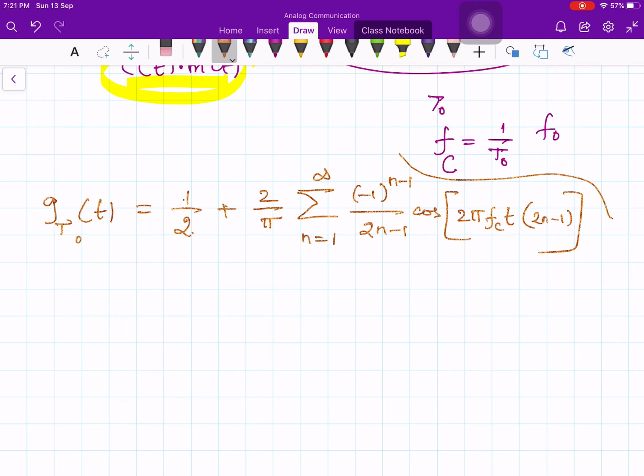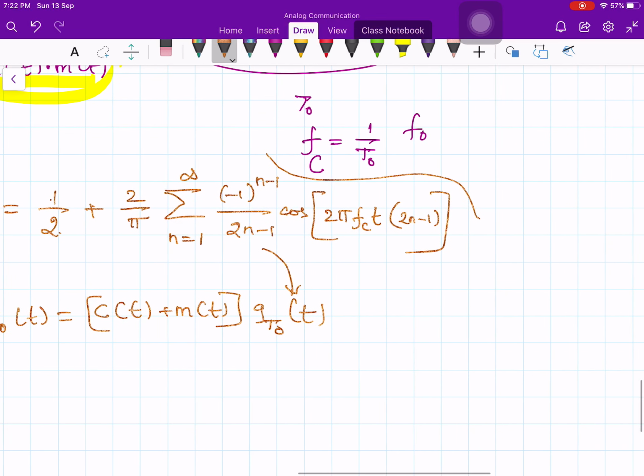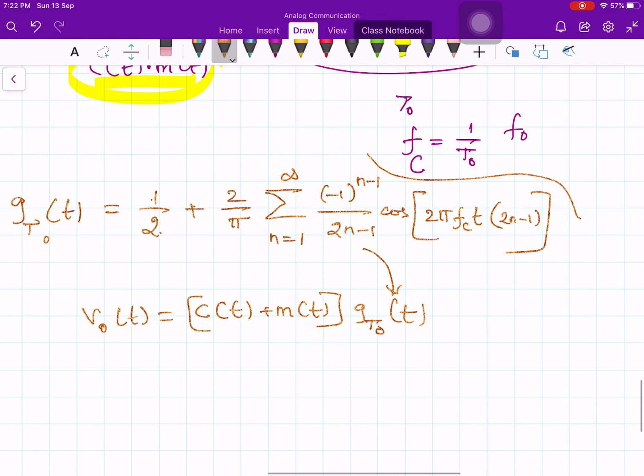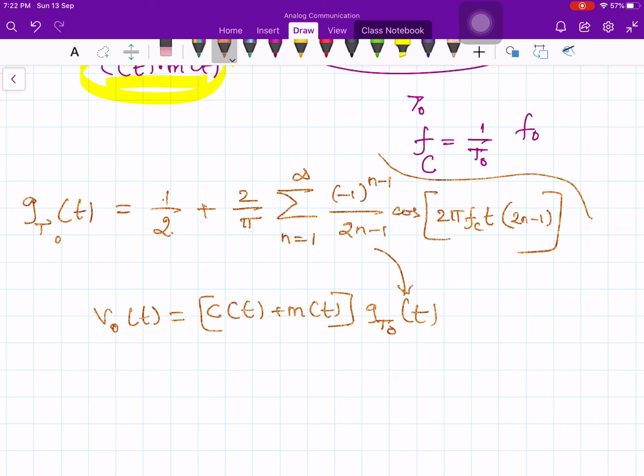Now you put a proper band pass filter such that you will get a product of m(t) times c(t). Now what is your v naught of t? v naught of t is equal to c(t) plus m(t) multiplied by g_T naught of t. Before multiplying this, you expand this one.